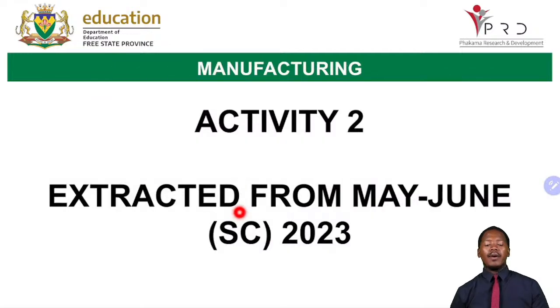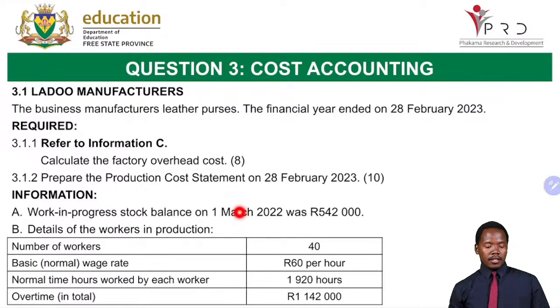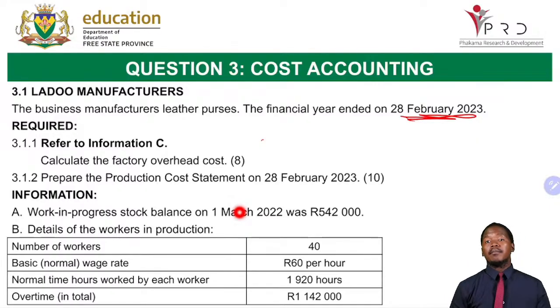Now let's move on. Now we are stepping off our reconciliations. In our last portion of time we are going to focus on our cost accounting. We are going to use an activity we have extracted from the May-June 2023 paper. There is our information given to us. Ladu Manufacturers, the business manufactures leather purses. The financial year end is 28 February. It's very important to know the financial year end when you deal with matching items, the matching principle.